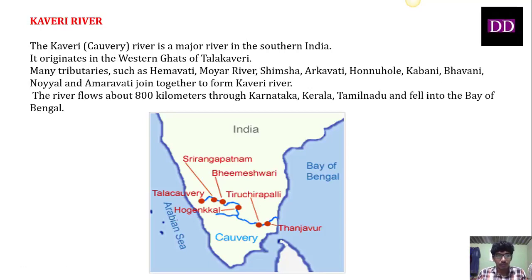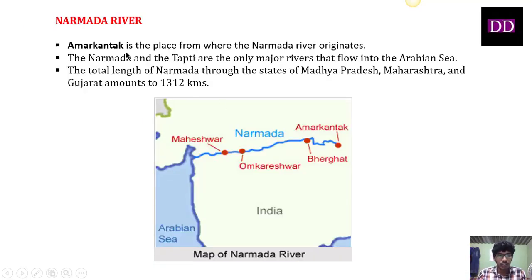It is about 800 km long, and it flows through the states of Karnataka, Kerala, Tamil Nadu. These are all the three states that the Kaveri river flows through: Karnataka, Kerala, and Tamil Nadu. And the next one is Narmada River.